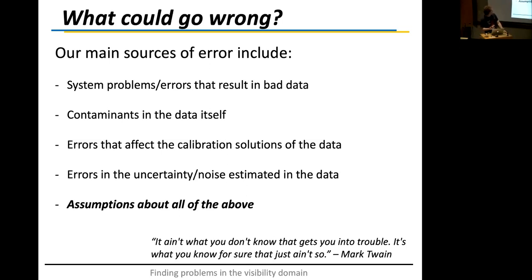There are errors that will affect the gain solutions in your data. And in fact, you can get errors of the gain solutions or calibration solutions themselves. There are errors in the noise estimates or in the so-called weights for the data. And you can inadvertently end up over or underweighting particular pieces of data. But probably most disturbing of all is that it's really not any one particular piece of this. It's the assumption that all of these things are good. You should definitely not have that assumption.